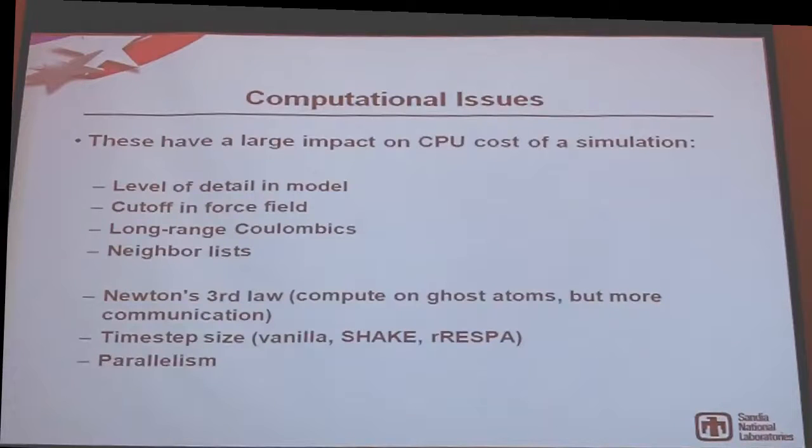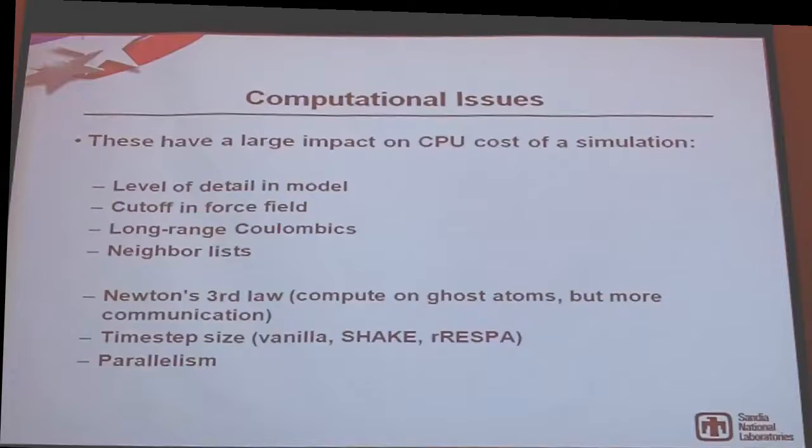And then using neighbor lists is a way to reduce the computational cost. Another way is to use Newton's third law, so that each atom's force on its opposite pair atom is transferred to the other atom rather than computed.